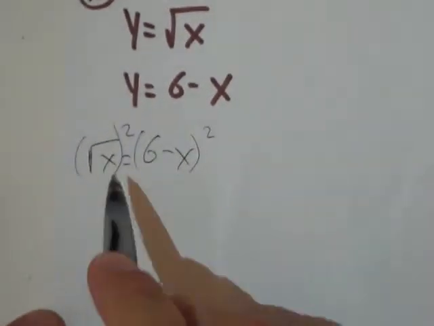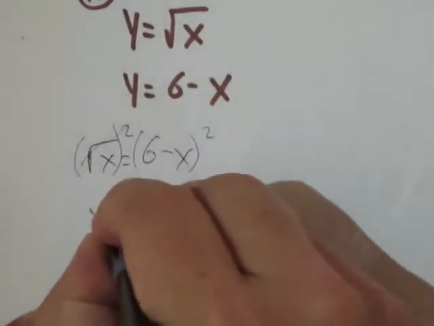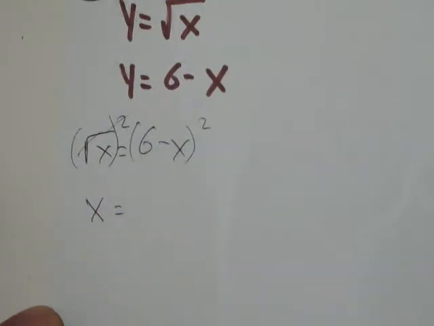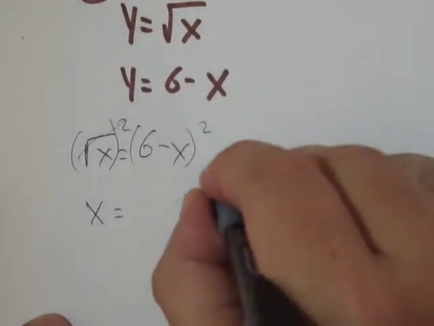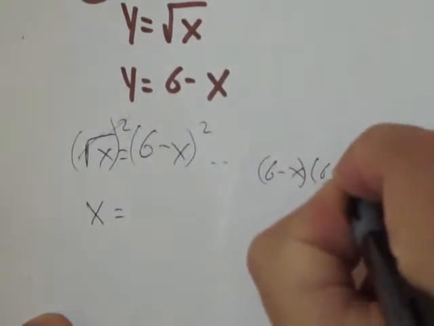Now what ends up happening is the square root and the squared cancel out, and we just get x. And then over here, we get 6 minus x squared. Now we've got to remember, going off to the side, that's like saying 6 minus x times 6 minus x.